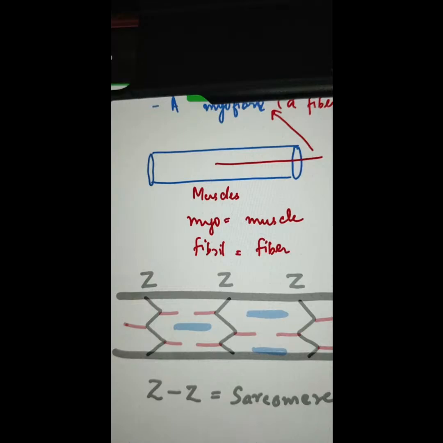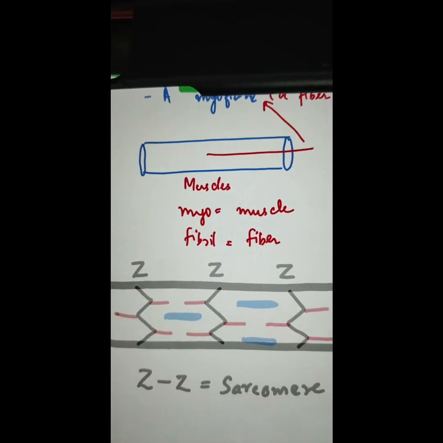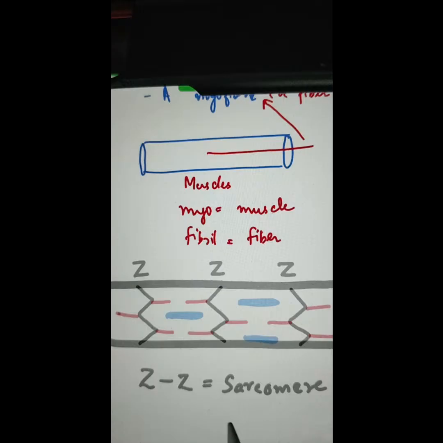Now, in this muscle fiber that I have drawn for you, Z to Z distance is known as sarcomere. This is the shortest distance, okay? This is the smallest unit. If you take a small ruler, the smallest distance that it can measure is 0.1 centimeter, okay? Similarly, this is the smallest part of a skeletal muscle.